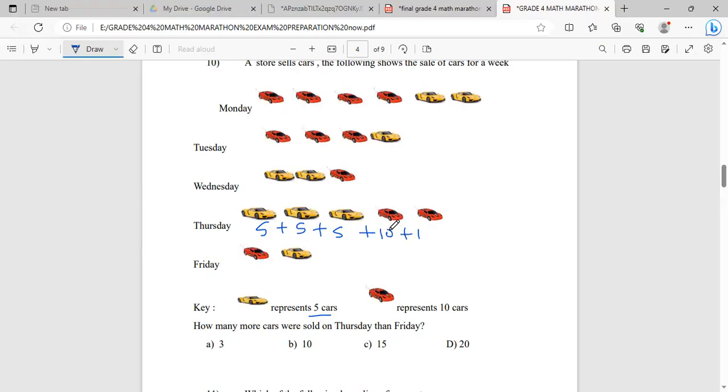So in all, we'd have 5 and 5 and 5. That's 15. And we got a total of 35 were sold on Thursday. How many were sold on Friday? So we have 10 plus 5, which is 15. And we just subtract. So 20 more were sold because it's a difference. So that would be D.